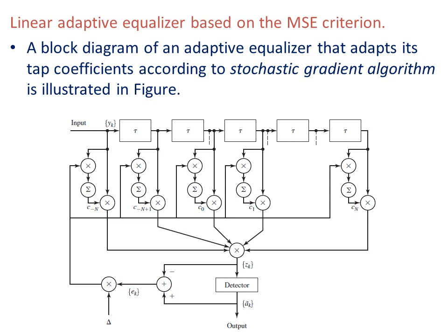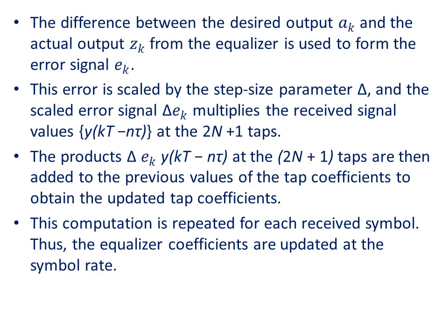The products delta E_k y of kT minus n tau at the 2N plus 1 taps are then added to the previous values of the tap coefficients to obtain the updated tap coefficients. This computation is repeated for each received symbol, thus the equalizer coefficients are updated at the symbol rate. The same explanation is given here.